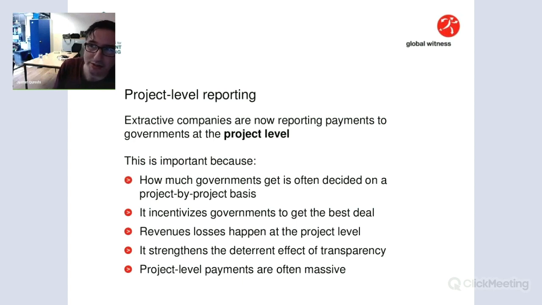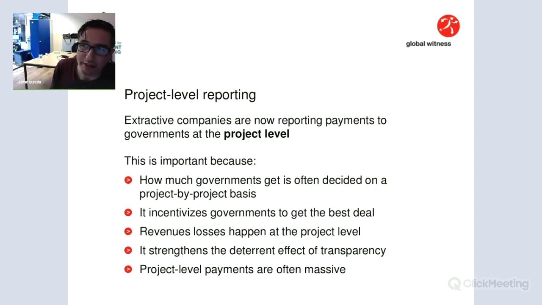It also incentivizes governments to get the best deal for citizens. If government officials go into negotiations with a company knowing that the financial impact of that deal is going to be put in the public domain for everybody to see, that should incentivize them to maximize the benefits for citizens. We also know that revenue losses happen at the project level. For just one individual project, we've seen so many examples of governments losing billions upon billions of dollars, whether that's to do with tax avoidance, corruption, or as Don rightly points out, the two are intrinsically interlinked.